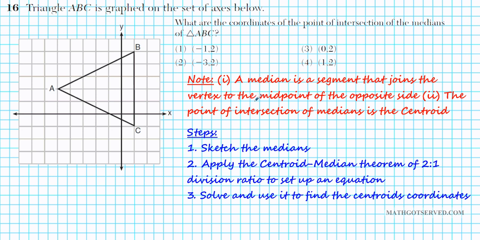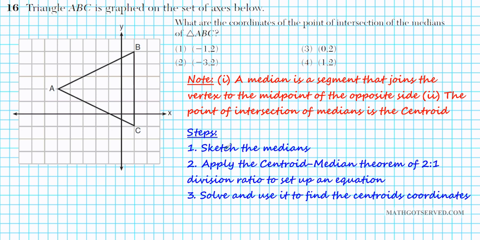Now, a few things you want to note for this problem. First of all, the median, or a median, is a segment that joins the vertex to the midpoint of the opposite side. So if I draw a segment from this vertex to the midpoint of this opposite side, that will be a median. A triangle has three medians. Secondly, the point of intersection of the medians is known as the centroid. And this problem is asking for the coordinates of the point of intersection of the medians. So in other words, it's asking for the coordinates of the centroid.